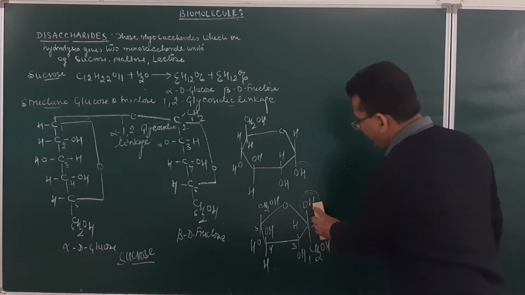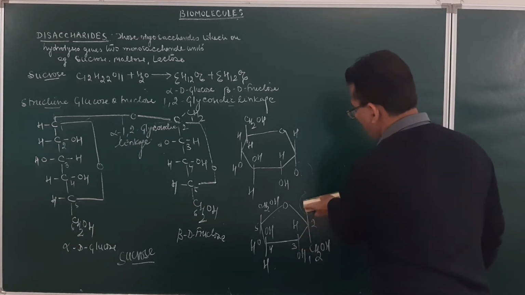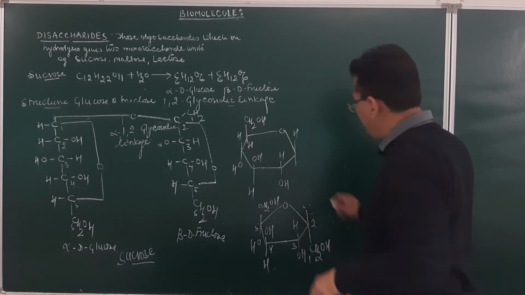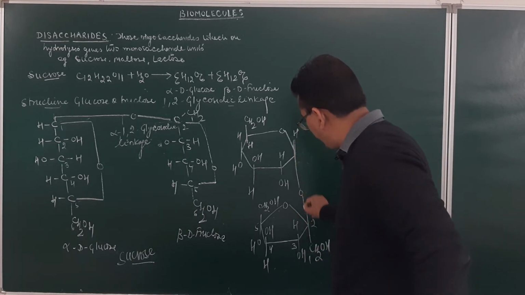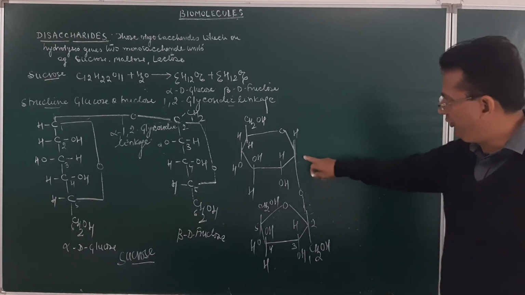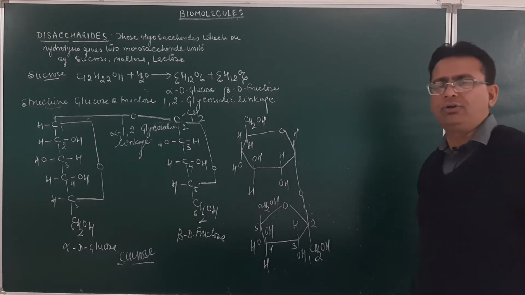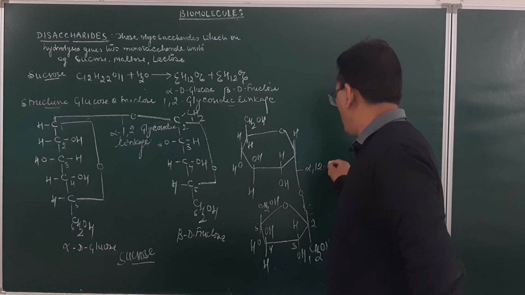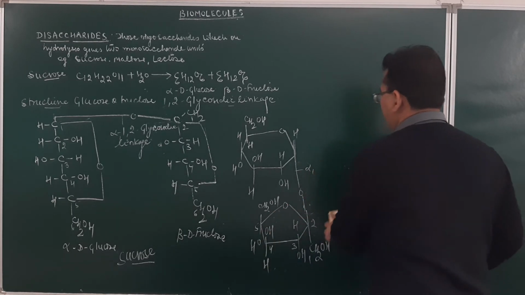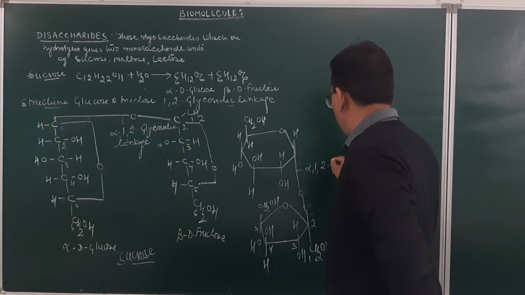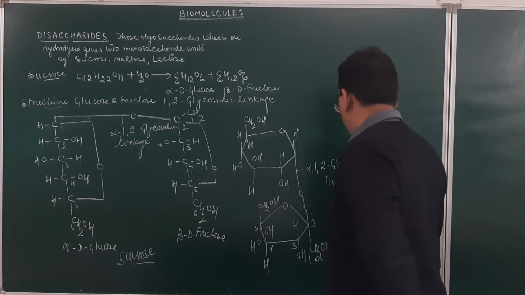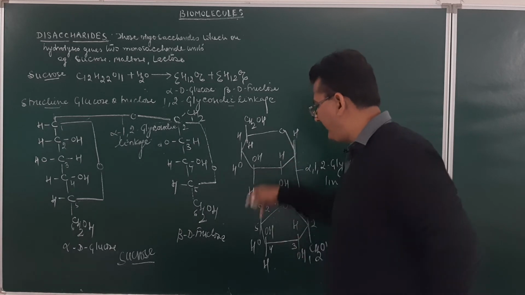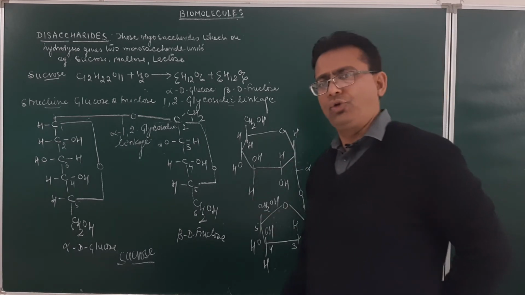This is beta. If we remove a water molecule from here and they join to each other by means of an oxygen linkage. Am I clear? So this is alpha 1,2 glycosidic linkage. So what linkage is this? Alpha 1,2 glycosidic linkage. Am I clear, student? And this will be called as what molecule? This is a Haworth projection of a sucrose molecule.